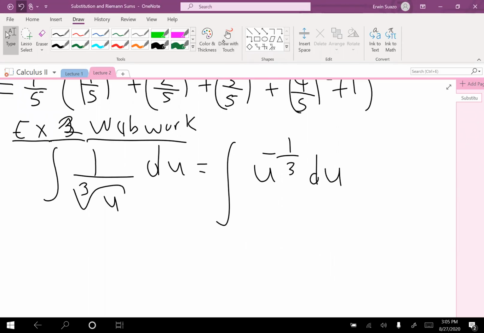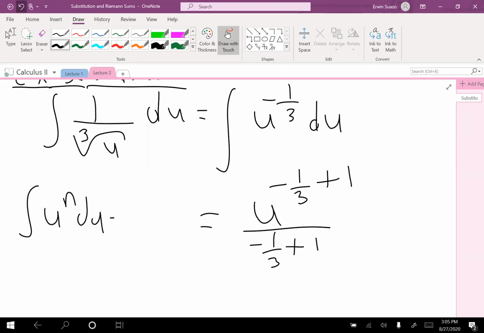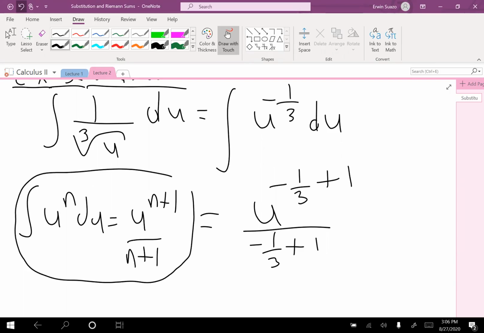So then what do we do here? If you guys talk, we do more problems. If you guys don't talk, I don't hurry. What is u to the minus 1/3, and the derivative of u to the minus 1/3? So by following the formula, it is minus 1/3 plus 1 over minus 1/3 plus 1, right? Because it's this formula, integral of u to the n du is u to the n plus 1 over n plus 1. Okay? So we get u to the minus 1/3 plus 1.